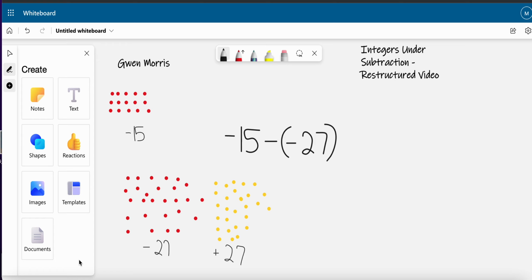I'm discussing integers under subtraction. The problem that we're working with today is negative 15 minus negative 27.